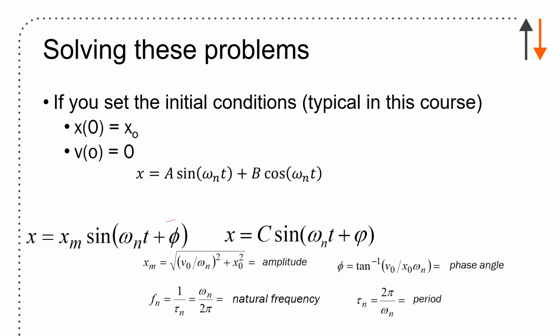Tau n is the period, and it's just going to be 2 pi over omega n. Omega n, again, is the natural circular frequency, and tau n is the period of the vibration. The natural frequency is the inverse, 1 over tau n. It's omega n divided by 2 pi. So natural frequency is fn. Natural circular frequency is going to be omega n.